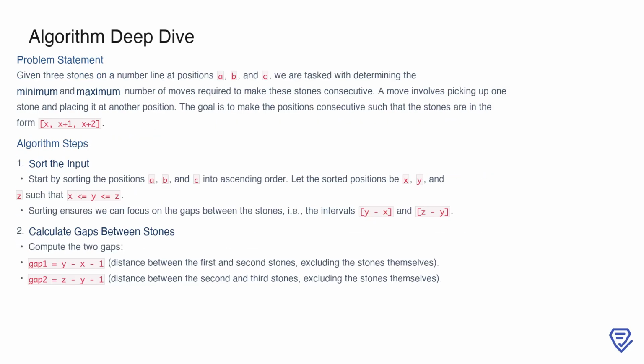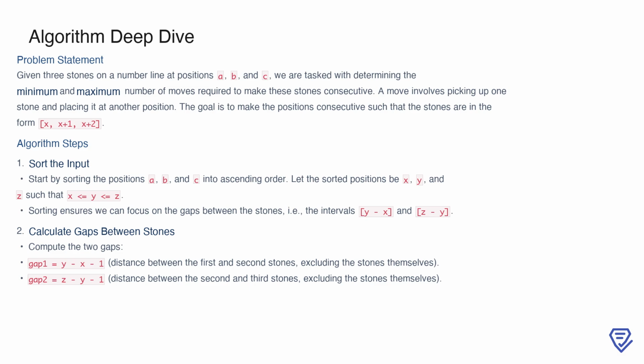To solve the problem of making 3 stones consecutive on a number line, we start by understanding the setup. The stones are positioned at A, B, and C, and we need to determine how many moves it will take to align them consecutively in the form x, x plus 1, x plus 2. A move allows you to pick up one stone and place it at another position on the number line.